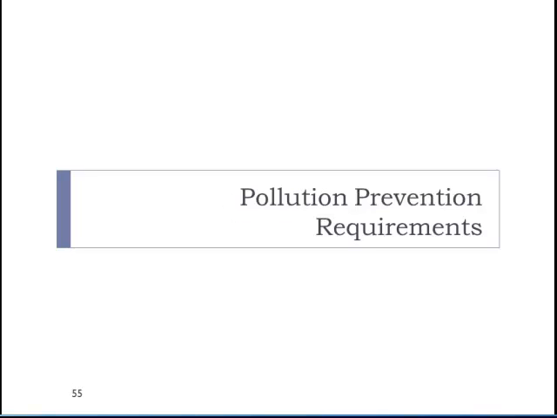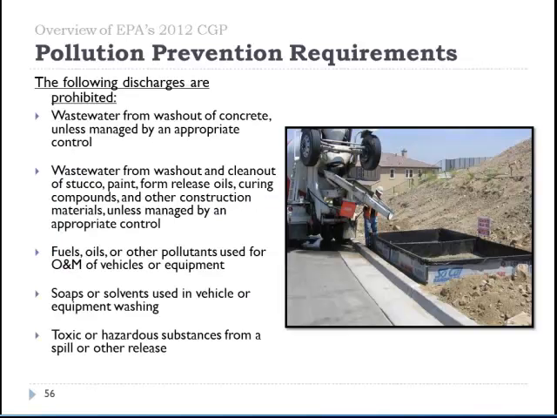Thanks, John. So the next area of the permit I'll be discussing are the pollution prevention requirements. These also implement many of the new C&D rule requirements that we talked about earlier. The C&D rule included several prohibitions on certain discharges from certain pollutant generating activities, and we have implemented these in the permit.